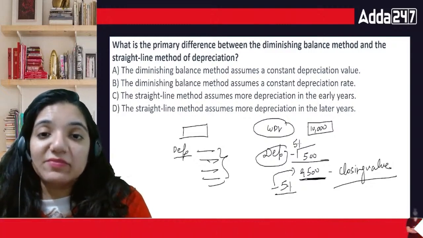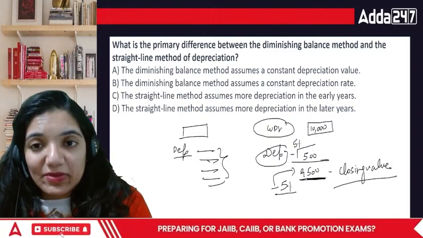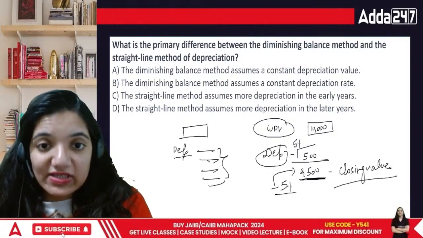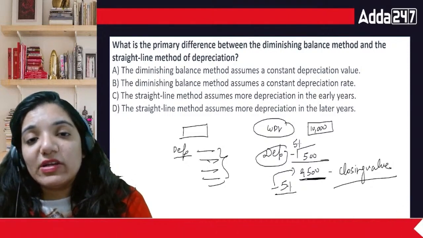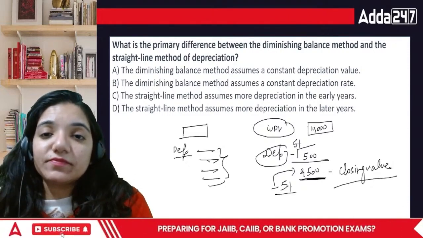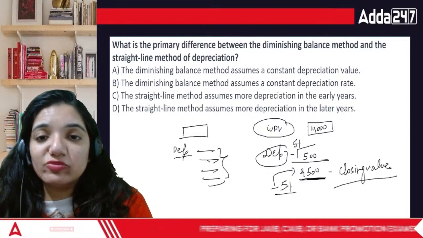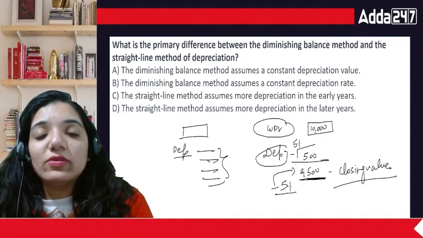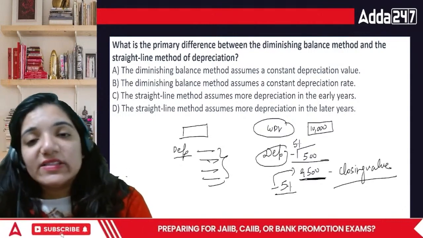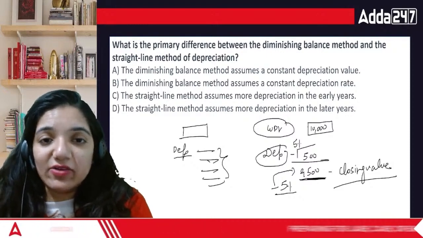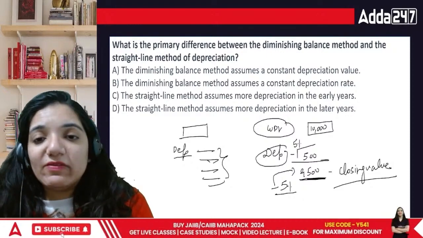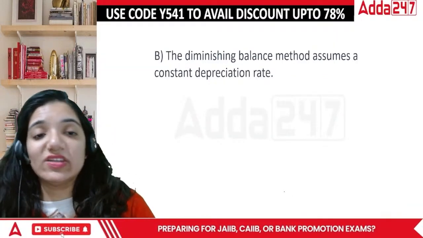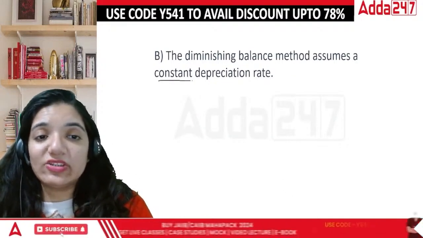The diminishing balance method assumes a constant depreciation rate. The straight line method assumes the same depreciation value, okay, they have the same value, while when we talk about WDV, it says the depreciation rate is the same. The difference doesn't occur anywhere else. It is just the constant depreciation rate.